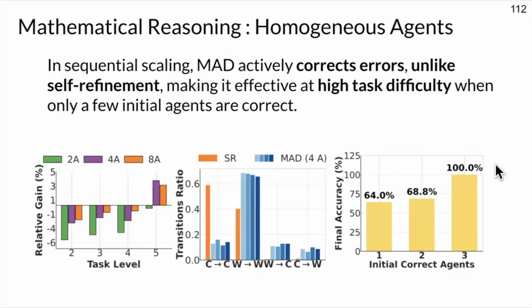Moreover, if we look at sequential scaling, namely letting the model have a long reflection line and so on, MAD actively corrects errors. And unlike self-refinement, it remains effective at high task difficulty, even when only a few initial agents are correct.